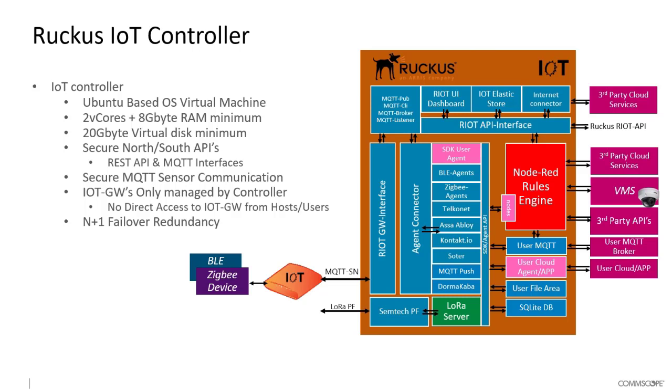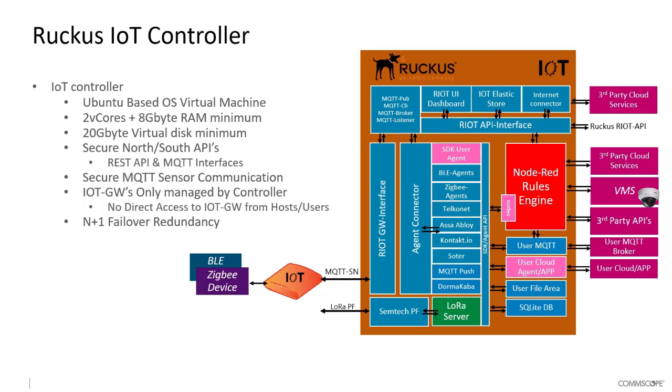It has a minimum requirement of 2 virtual cores, and about 4 to 8 gigabytes of RAM is a typical kind of deployment, and 20 gigabytes of virtual disk space. So this outlines the minimum requirements that you need to plan for your virtual machine deployment, either in a cloud environment or on a piece of hardware that you're deploying in your data center or on site.